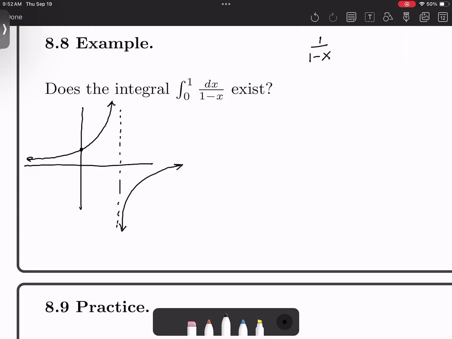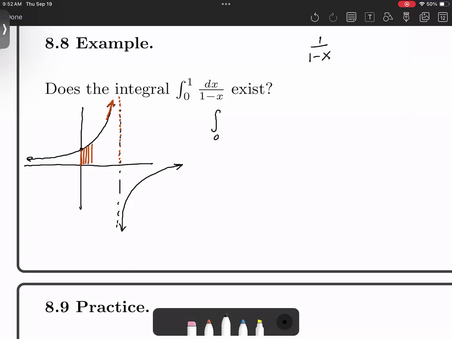And our job is to ask, does the integral between 0 and 1 exist? So if we integrate from 0 over to this vertical asymptote, is it going to have a finite amount of area underneath it? And it's not obvious because this function is growing infinitely.